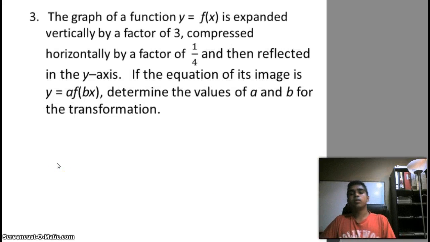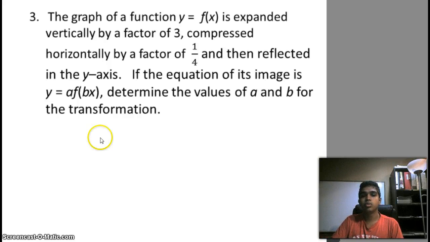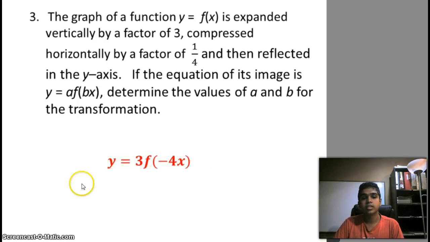Now we're showing a word problem where you have to put in all the transformations and make it look like y equals a f and then in brackets b times x. And I'll show you the answer and I'll explain why it's the answer. That is the final answer, y equals 3f of negative 4x.